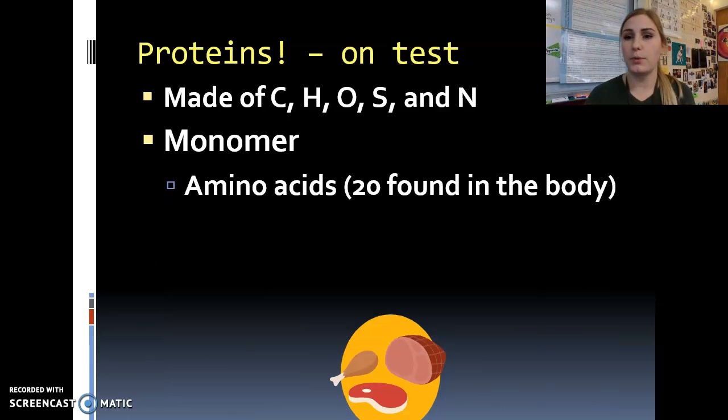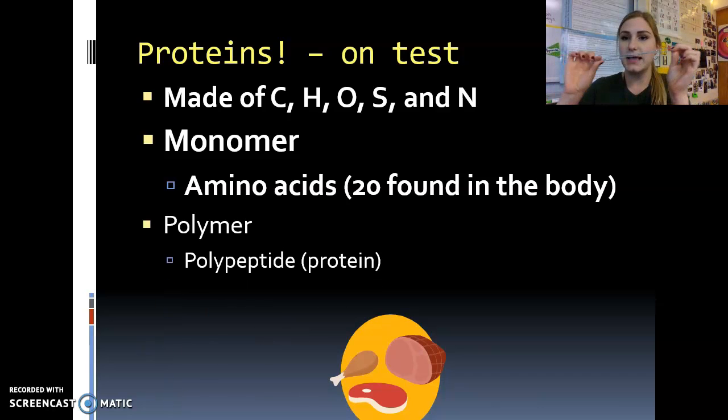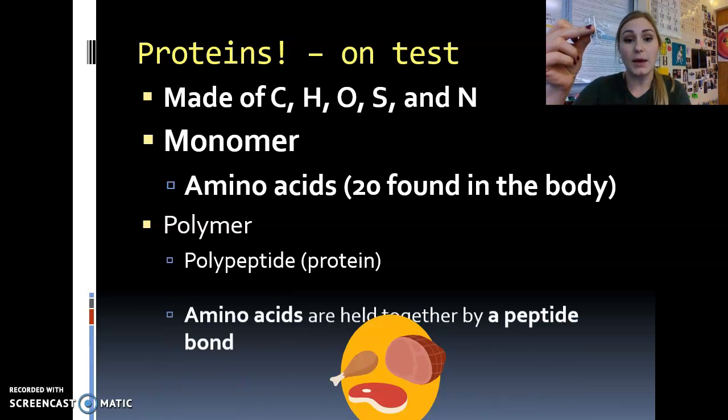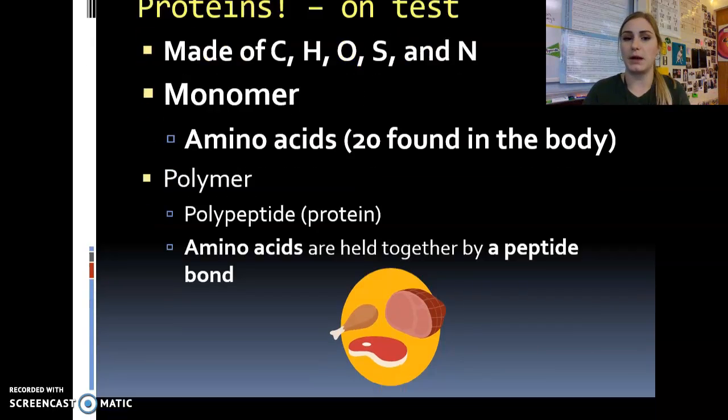So the monomer for proteins. Once again, we're looking at the individual little bits for proteins. I've got my little chain here. This is going to be a monomer. It is an individual unit. And when we link it together, it creates something known as a polypeptide chain. That polypeptide chain will eventually be folded until it becomes a functional molecule. Of course, this isn't functional, it doesn't work right now, but it would eventually become a protein. Now, these amino acids, the monomers here, are held together by something called a peptide bond. So we have a polypeptide chain with peptide bonds in between the amino acids.